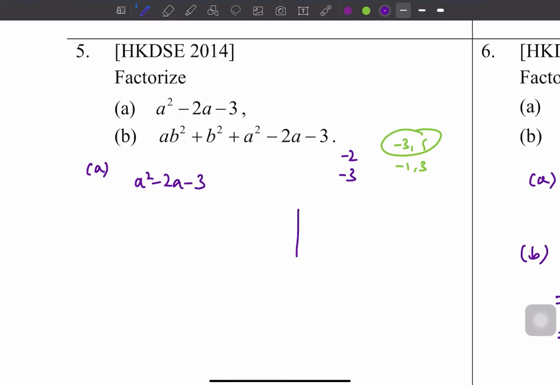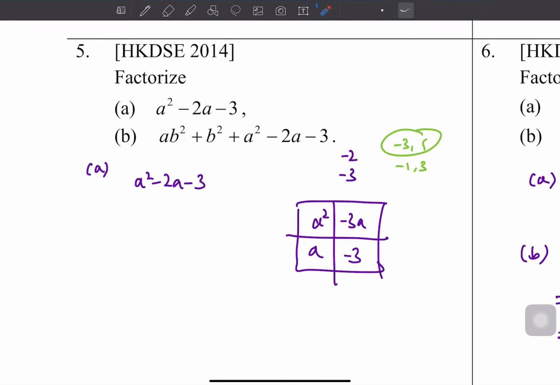So you can construct the box. a squared, negative 3, negative 3a, and 1a. Because this is 1, so this is 1a. Negative 3, so this is negative 3a. So take out the common factor, take out a. For the first, it's a, and then you can fill in all, because multiplying them together is equal to a squared. So a times a, so this is 1. If this is a, that means this is negative 3. So this is equal to a minus 3, and then a plus 1.